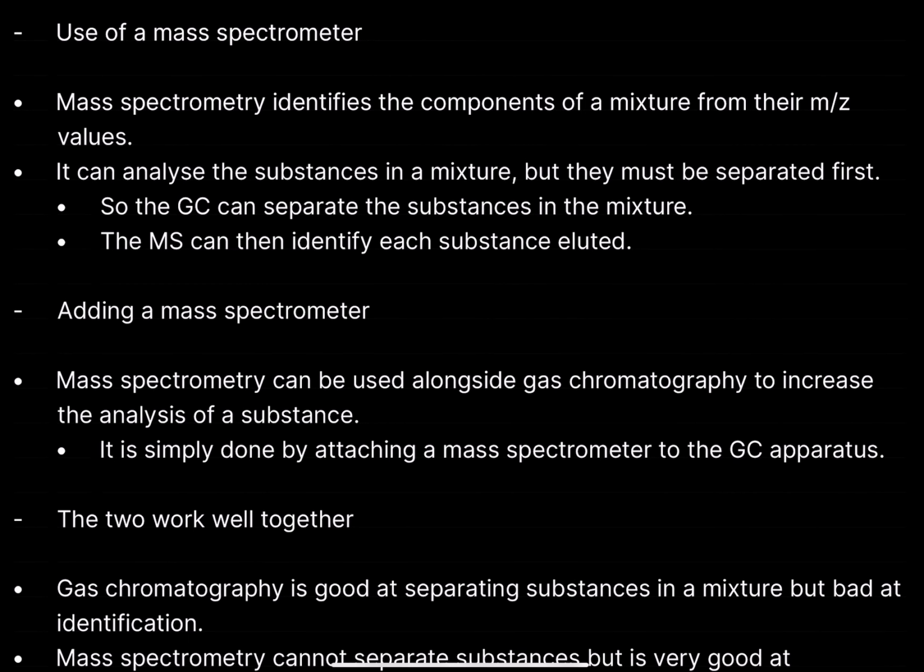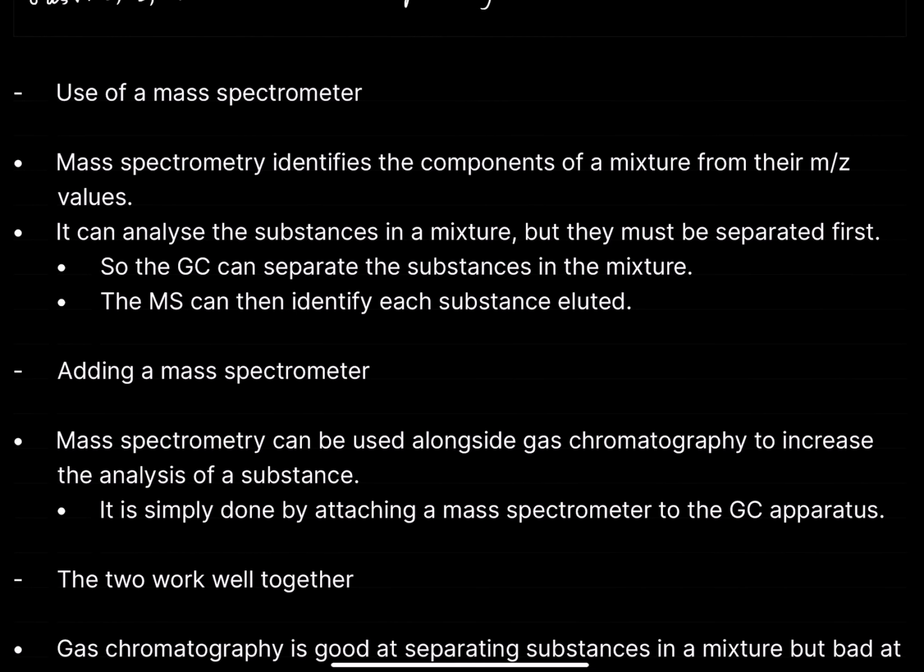So, use of a mass spectrometer. As I said before, mass spectrometry identifies the components of a mixture from the mass to charge values, and it can analyze the substances in a mixture, but they must be separated first. So gas chromatography can separate the substances in the mixture, and mass spectrometry can identify each substance eluted. And I suppose the key word here is eluted.